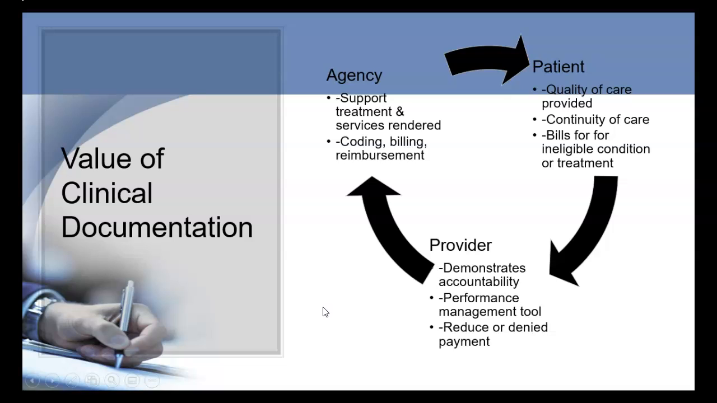It has value to the patient, value to the provider, as well as value to the agency. Some of the values for the patient is quality of care. Make sure quality of care was received for a client. It also ensures that continuity of care occurred with a patient as well, or a client. Again, for billing purposes, it's important to make sure that you're billing for eligible conditions and/or avoiding ineligible conditions.